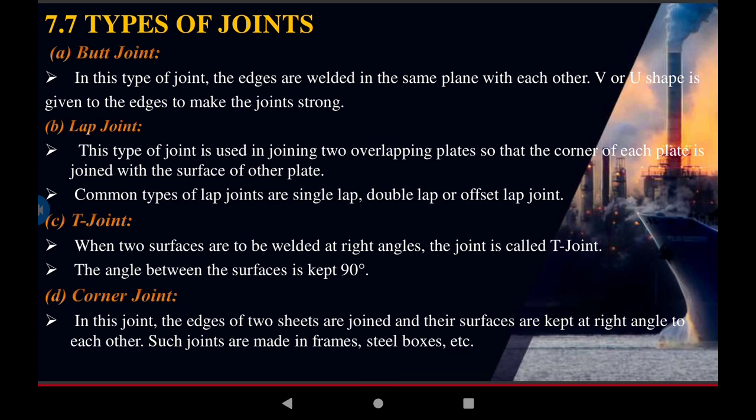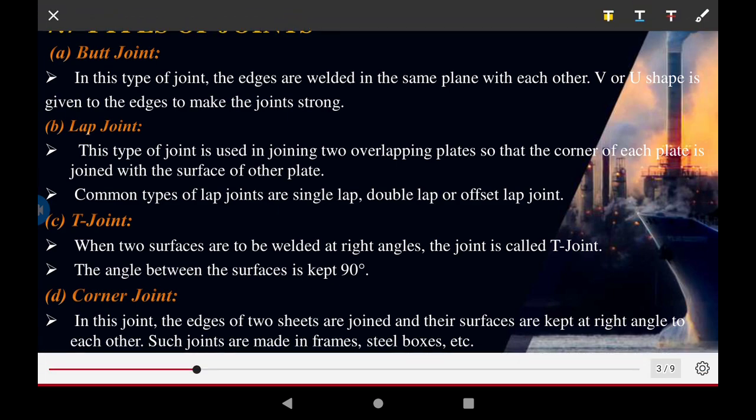Types of joint: classification of types of joint and butt joint. In this type of joint, the edges are welded to each other in a V or U shape, and due to the shaped edge, the joint is made strong.